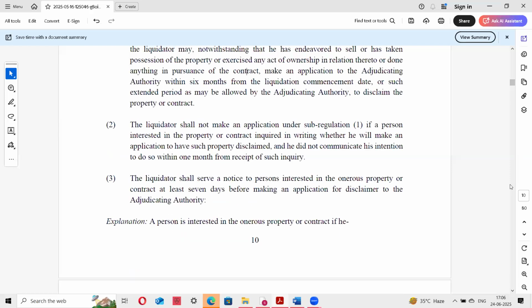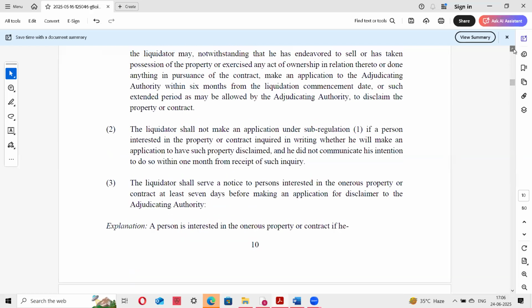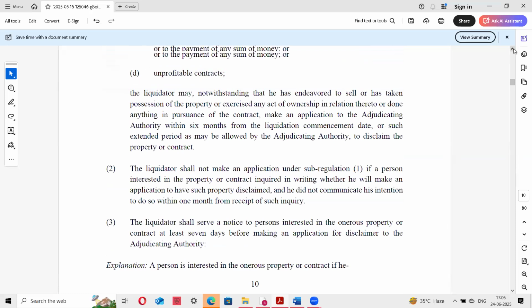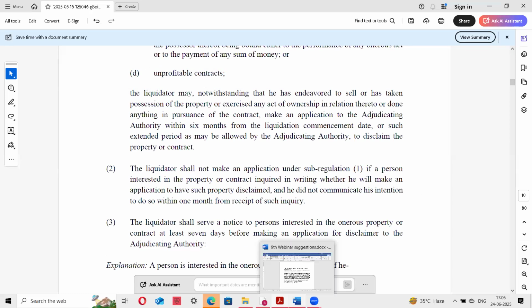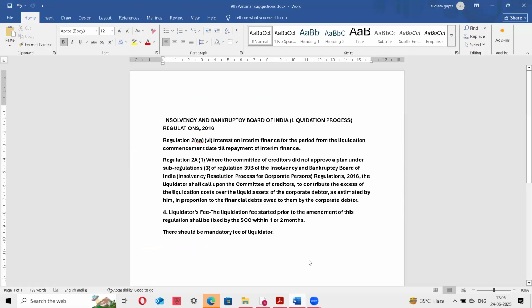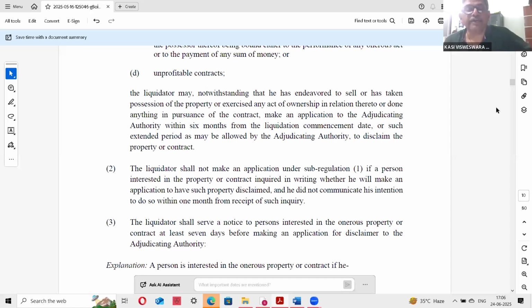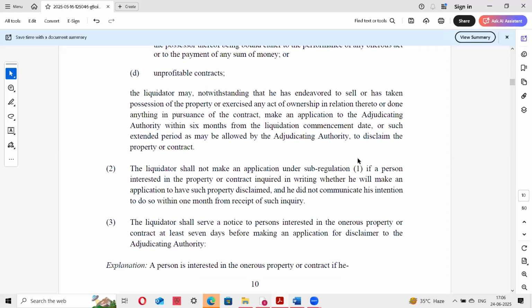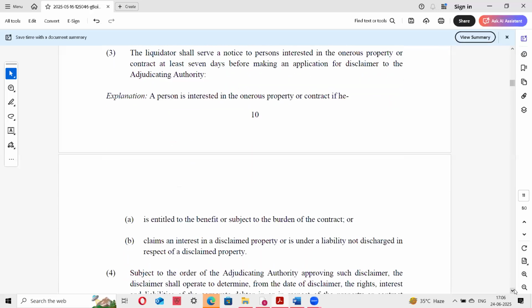12 months may be mentioned. Sometimes what happens, the liquidator comes to know after 12 months or after a long time that some property is also there. Then they can go for an extension. That provision is there, such extended period. So why should we keep 12 months? Yes, it is there.